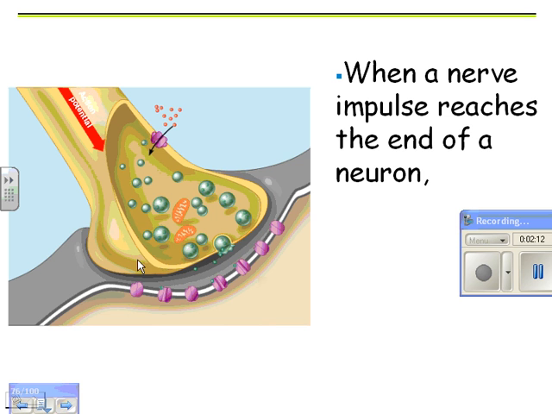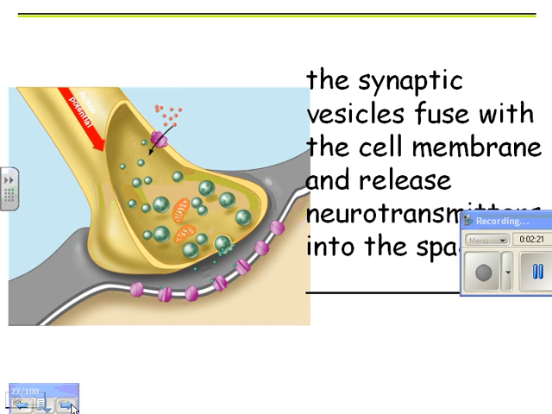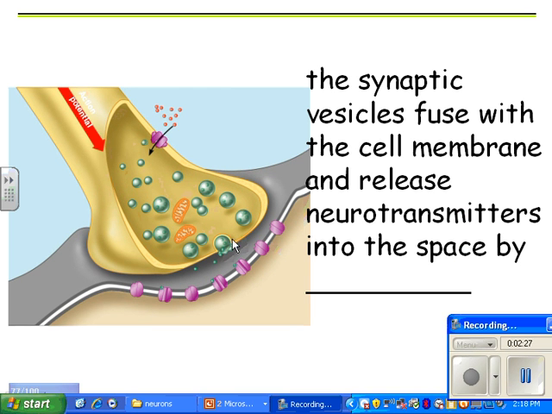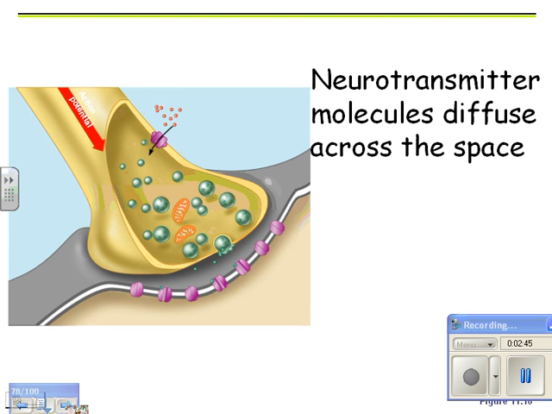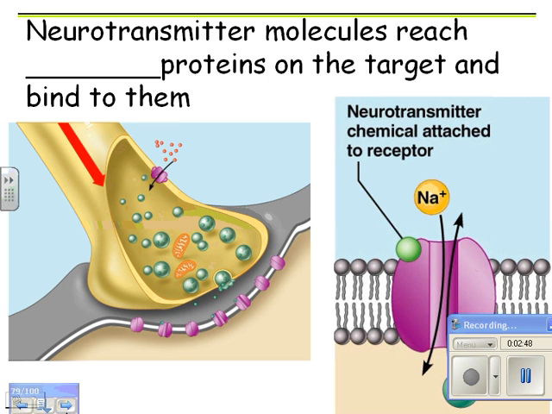When a nerve impulse reaches the end of a neuron, we're going to go through the steps of getting the impulse from that first neuron to the second neuron. So the nerve impulse has reached the end. Synaptic vesicles fuse with the cell membrane and release neurotransmitters into the space. If you remember from our last unit, when a whole vesicle fuses and all the contents from that vesicle spill out, what do you call that? You call that exocytosis. So neurotransmitter molecules diffuse across the space and reach these things called receptor proteins on the target, and bind to them.